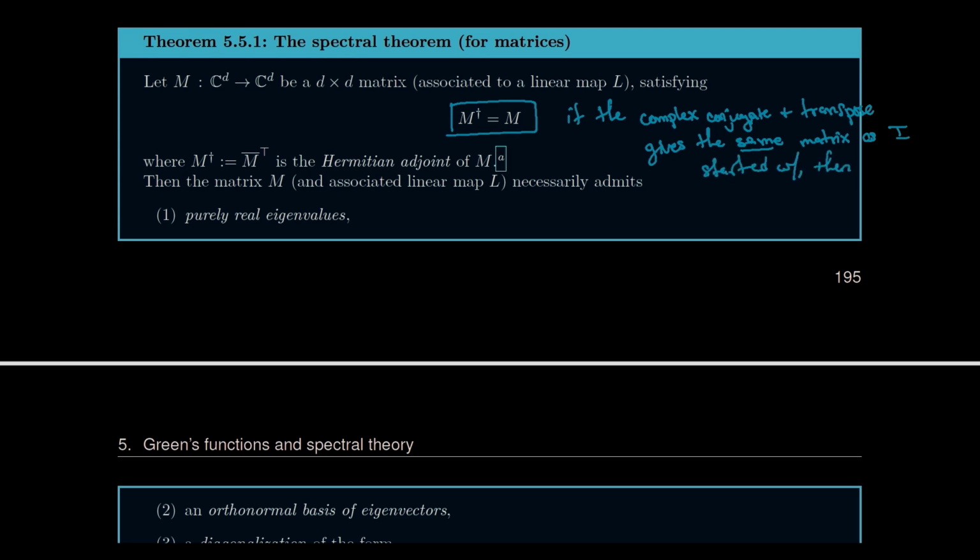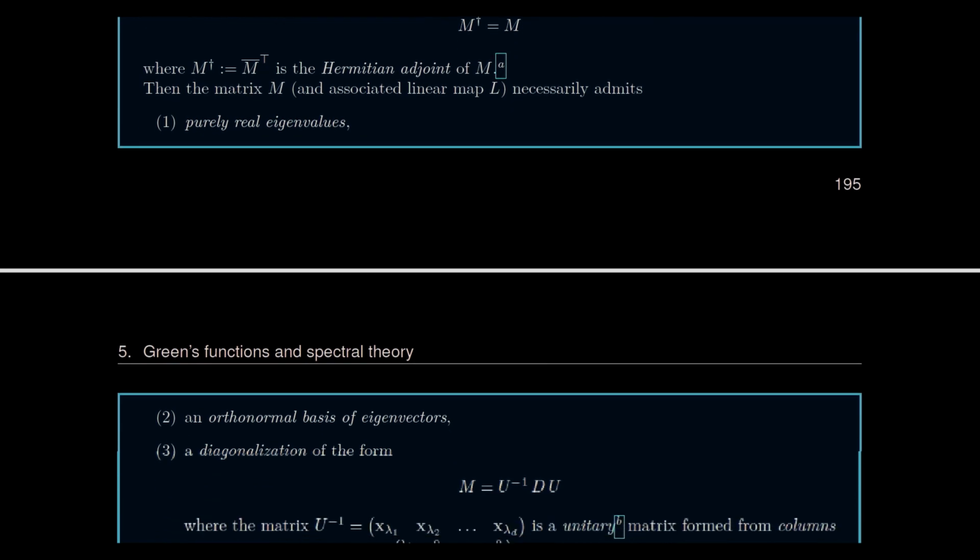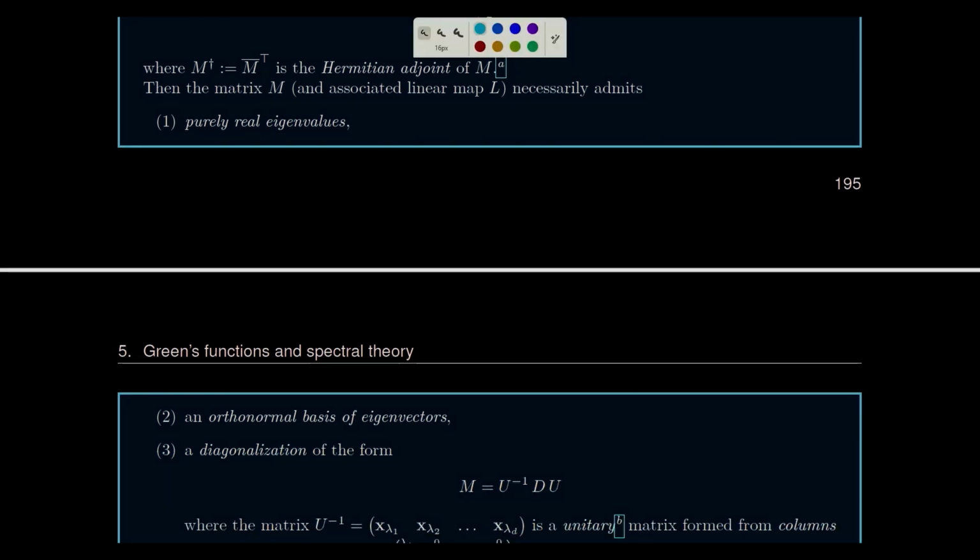then we have really 3 nice statements that we can say about these sorts of matrices. So if I take a complex conjugate and a transpose of a matrix and I end up where I started, then my matrix admits, number 1, purely real eigenvalues. So if I'm going to calculate the eigenvalues of the matrix, I get purely real eigenvalues. I will never find a complex eigenvalue. Secondarily, I'll gain an orthonormal basis of eigenvectors. Now, this is the orthonormal basis of C^d, the d-dimensional complex numbers. So it was a d by d matrix.